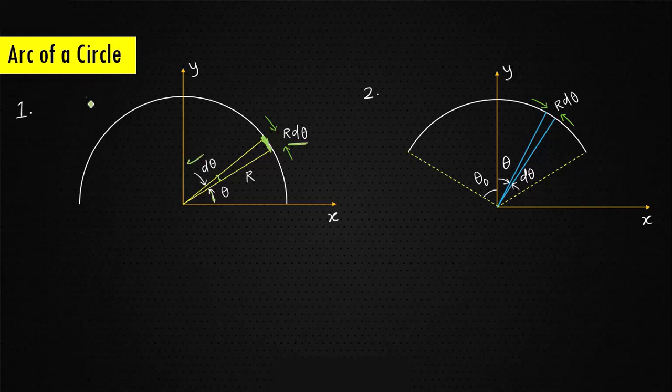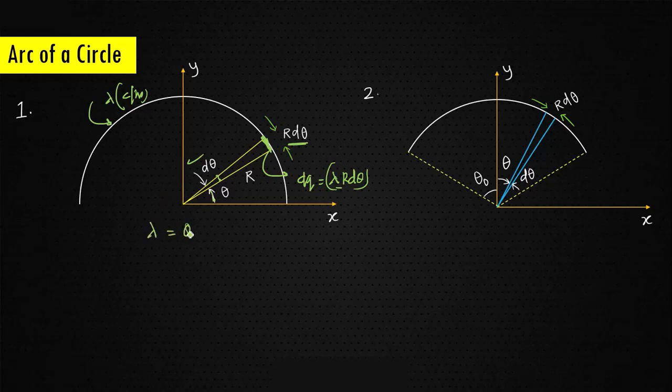Let us say here also lambda is defined, in terms of coulomb per meter. So for this particular element, what is the dq? dq should be equal to lambda into length, and the length of the element is r d theta. Now regarding the lambda number, what is the value of lambda? Lambda is the total charge.